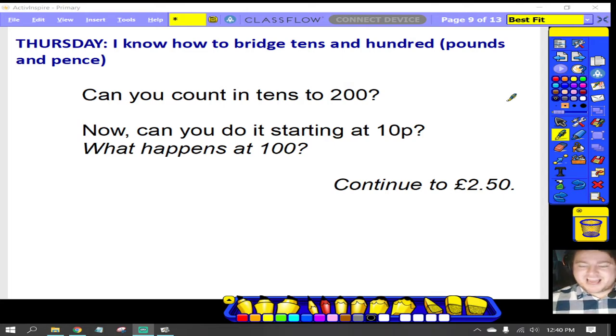10p, 20p, 30p, 40p, 50p, 60p, 70p, 80p, 90p, £1, £1 10, £1 20, £1 30, £1 40, £1 50, £1 60, £1 70, £1 80, £1 90, £2. Can we continue? £2 10, £2 20, £2 30, £2 40, £2 50.